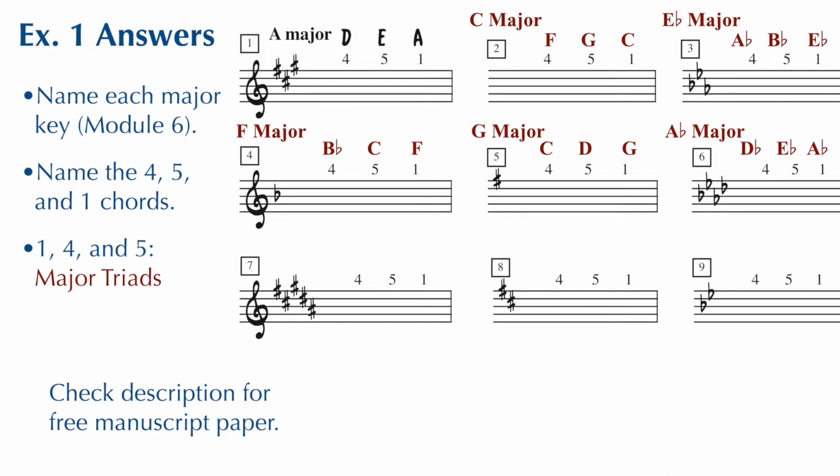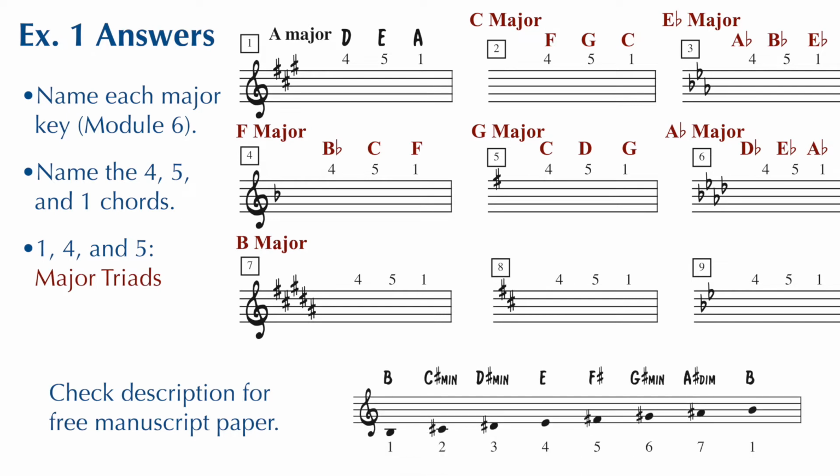Number 7, 5 sharps in the key signature puts us in the key of B major. Write out the B major scale and its triads. Our 4 chord is E major, our 5 chord is F sharp, and our 1 chord is B major.